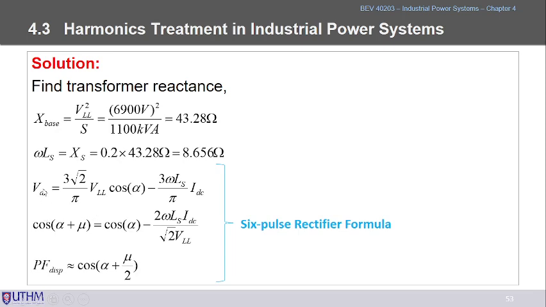So the VDC is this one, and then we just substitute the values that we have. And this is to find the displacement power factor. It is not the true power factor, but rather a displacement power factor. It is about the cos of alpha plus mu divided by 2. Of course, the mu we need to find from here first.